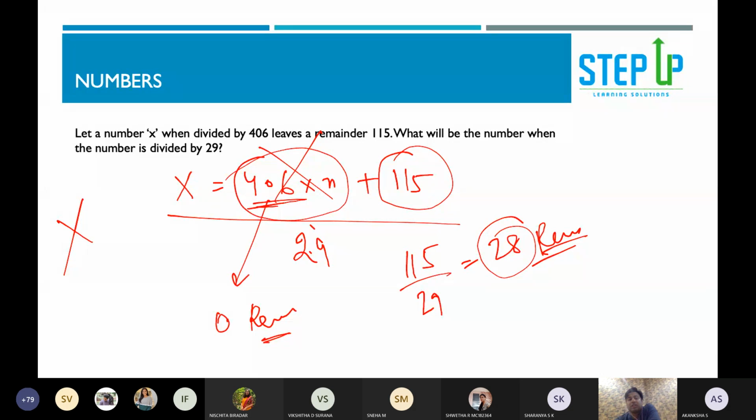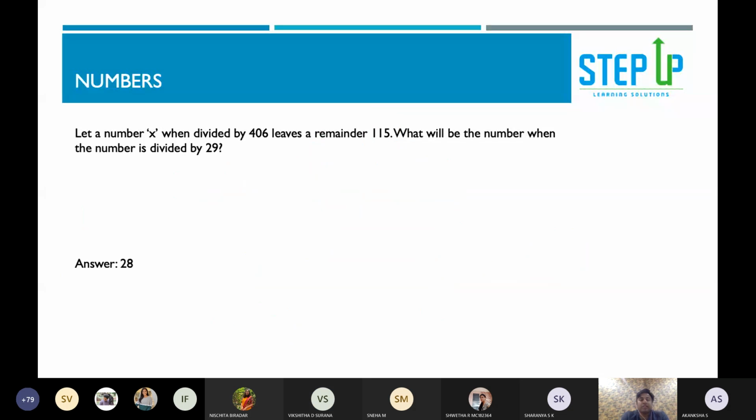So the short trick is, in such cases, just divide the remainder by the new number and you'll get your answer. I gave you the logic behind the question, the concept, and a short trick for these kinds of numbers as well. Is it clear to everyone or not? Guys, can you hear me? Yes, sir. Okay, is it clear? Yes, sir. Okay, the answer is 28.